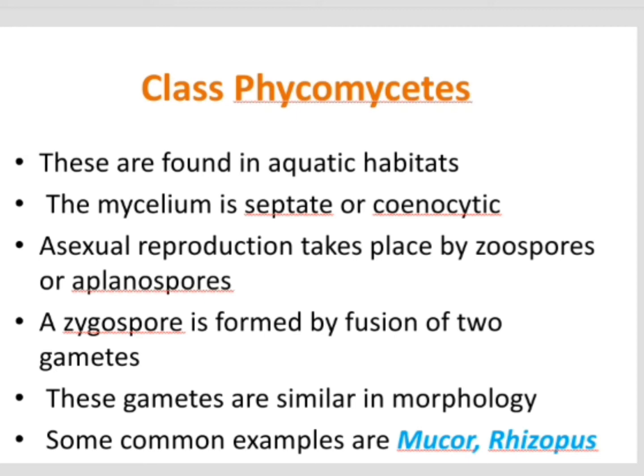So Phycomyces are aquatic fungi having septate and cenocytic mycelia. Asexual reproduction is by producing zoospores or aplanospores. Sexual reproduction involves the formation of zygospore, and this zygospore is formed by the fusion of gametes. The gametes are similar in morphology, and examples include the common bread mold, that is rhizopus and mucor.